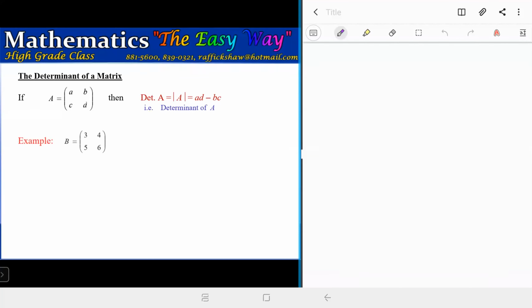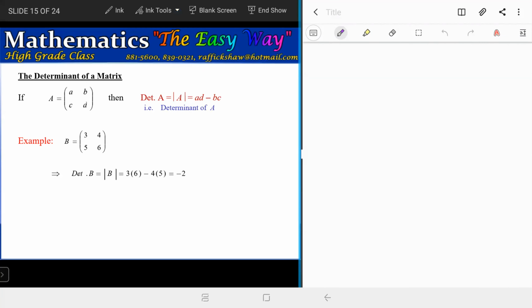So if we're doing it with some values now, just to demonstrate, I want to find the determinant of the matrix B. B is the matrix 3, 4, 5, 6. We want to calculate the determinant of B. Then all we do is the first diagonal product, which is 3 times 6, minus the second diagonal product, which is 4 times 5. The 3 times 6, which is this, minus the 4 times 5, which is that. And that is 18 minus 20, which is equal to negative 2. So the determinant of B is negative 2, as simple as that.